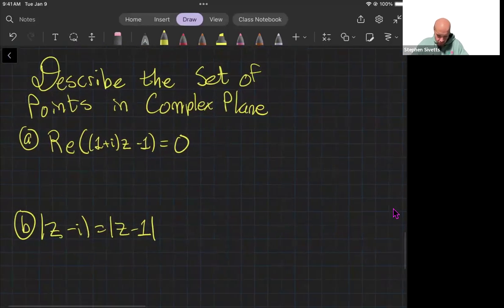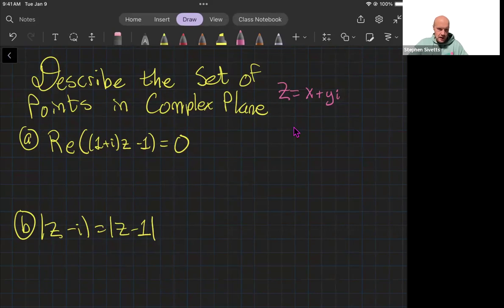So the trick here is you want to set Z equal to, let's say, x plus y times i. And then you want to look at what that complex number looks like, and then determine what the real part is. So pause the video and try to see what you came up with for these sets of complex numbers. Best of luck to you.